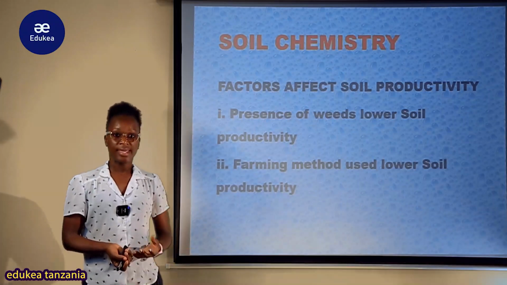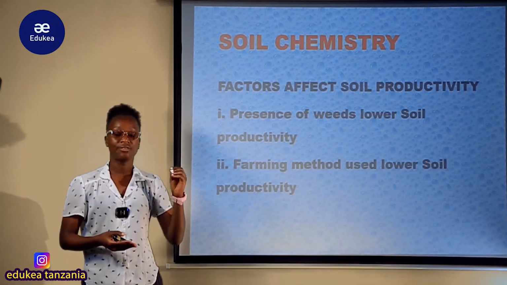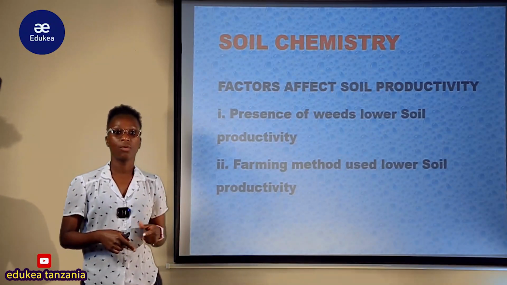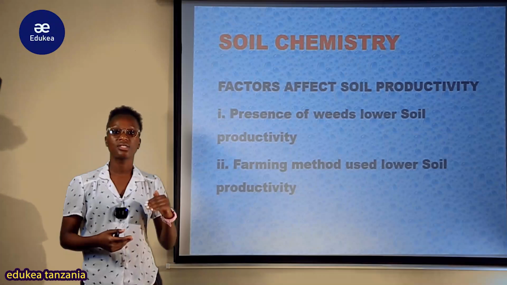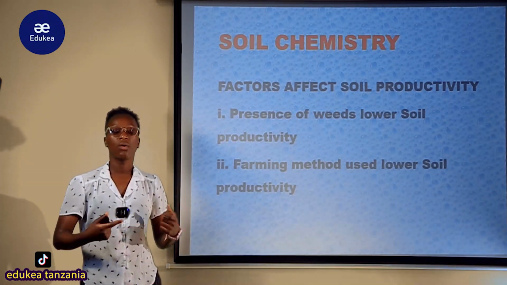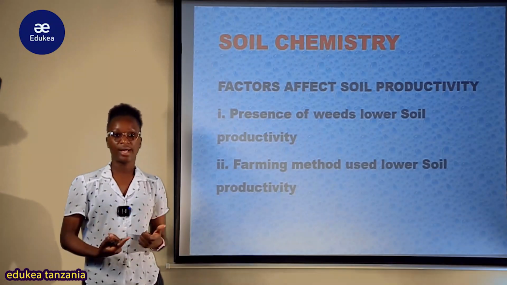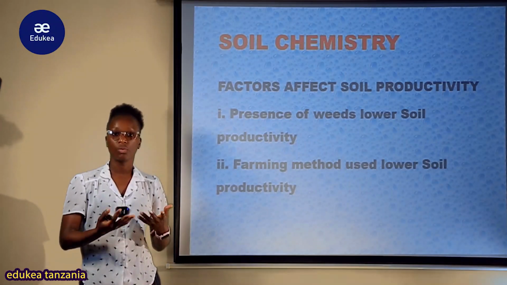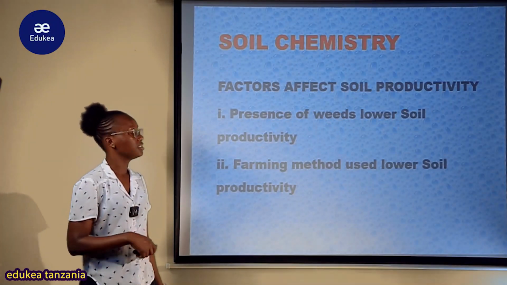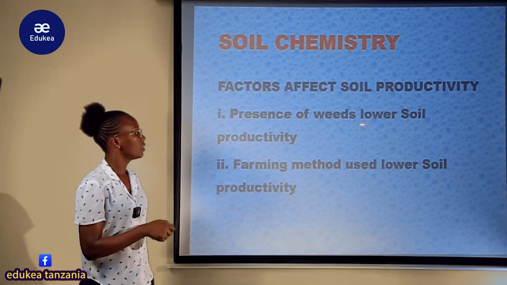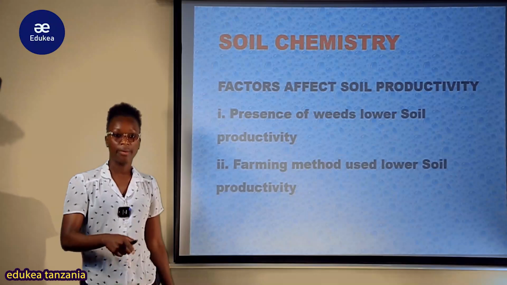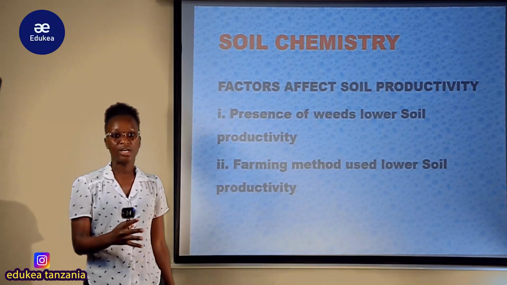Kwa hiyo utakuta ule udongo, yes, ulikuwa na zile nutrients, lakini kuna vitu ambavyo vimejitokeza pale, ambapo vinakuwa sasa ni kama hindrance, vinazuia ule udongo kuwa na uwezo wa kufanya mimea ikue katika healthy way au katika good way. So the first factor is the presence of weeds, which lowers soil productivity. Tunavyoongelea weeds tunaongelea ile magugu ambayo yanakuwepo kwenye soil, magugu ya mimea tofauti tofauti.